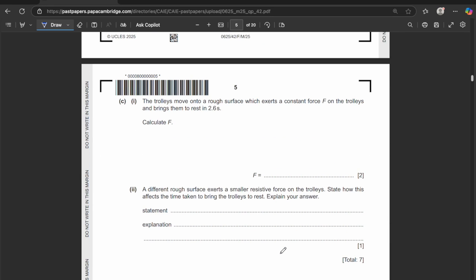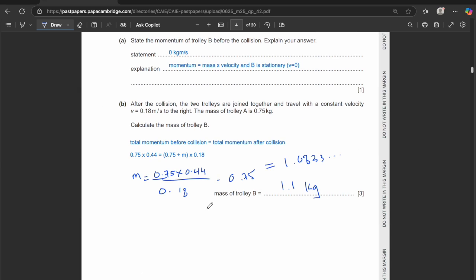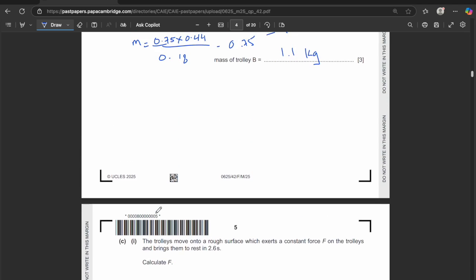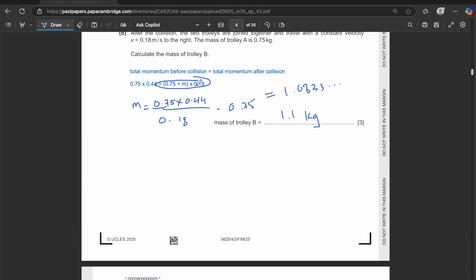C1. The trolleys move onto a rough surface which exerts a constant force F on the trolleys and brings them to rest in 2.6 seconds. Calculate F. If they're moving and then brought to rest, there is a change in momentum. Here's the total momentum, and that will become 0. So the change in momentum is this itself.